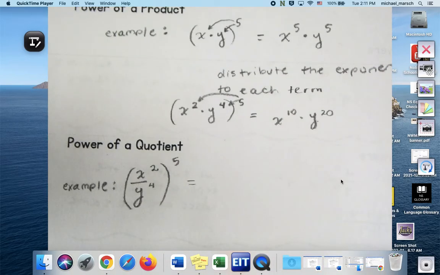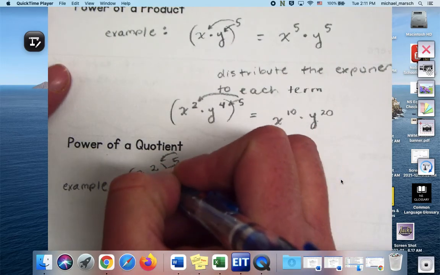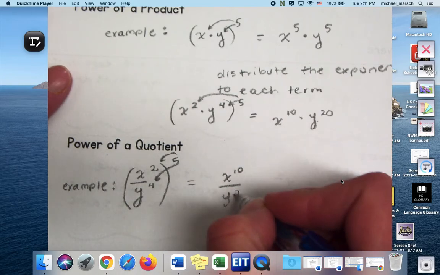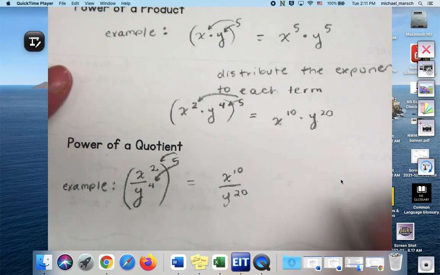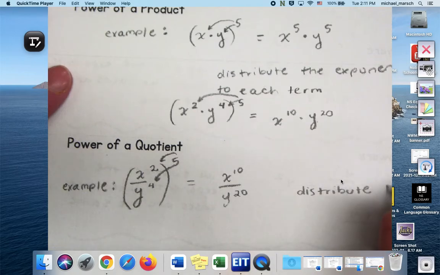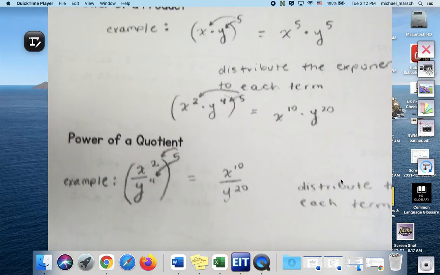X squared over y to the 4th raised to the 5th power. What do you think I'm going to do, Jackson? Same thing. I'm going to distribute this in, and I'm going to get x to the 10th over y to the 20th. And then I can't do anything with this.